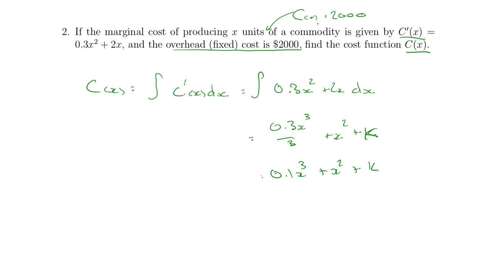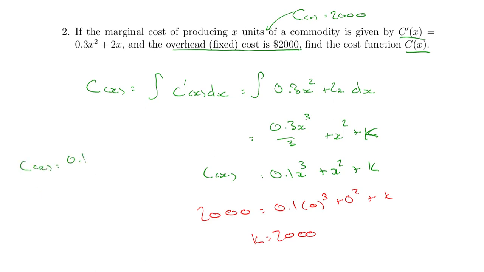Now, if my overhead or fixed cost is 2,000, then what I can do is say 2,000 is what happens when I plug in 0 here. So this is pretty easy to see that k is 2,000. So our actual cost function is that 0.1x cubed plus x squared, but then it's plus 2,000.